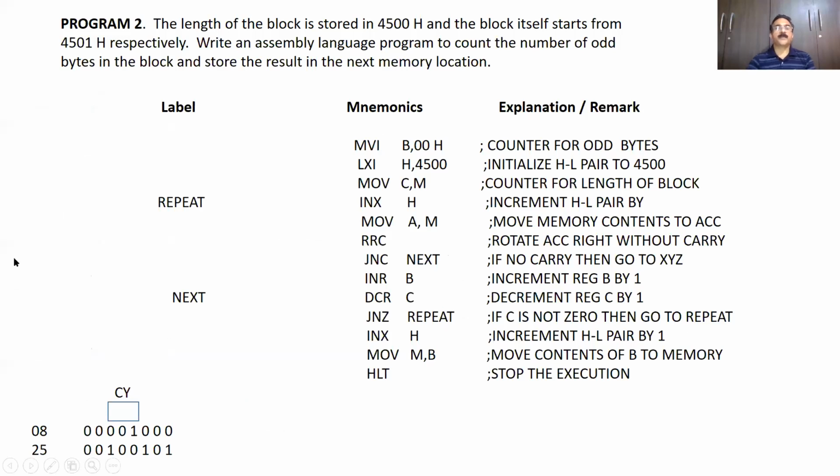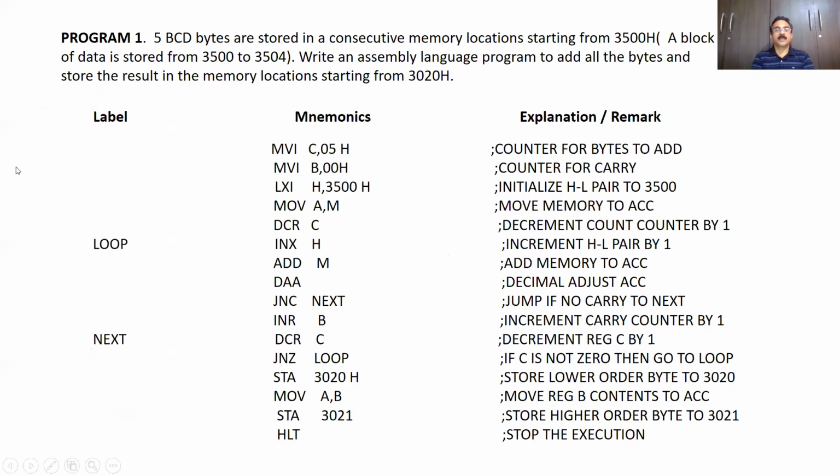Now look at this statement. 5 BCD numbers are stored in consecutive memory locations starting from 3500. Write an assembly language program to add all the bytes and store the result in the memory location starting from 3020H. Now here the statement says 5 BCD bytes are stored in consecutive memory locations starting from 3500.